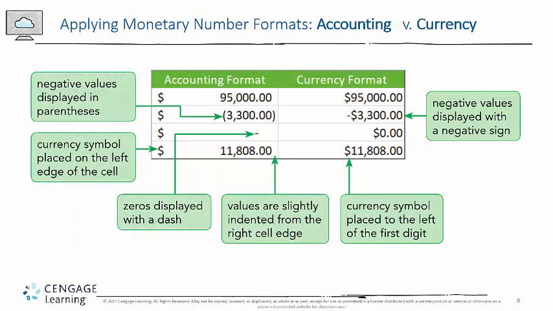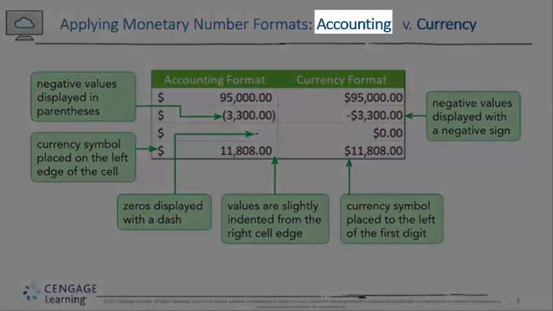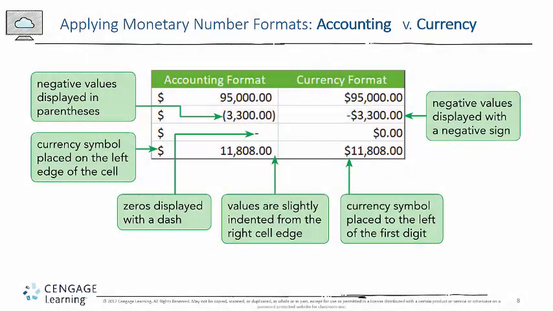Excel supports two monetary formats, so let's look at these a little more carefully. You should choose the best fit for your workbook audience: accounting versus currency. The accounting format shows negative values displayed in parentheses, aligns the currency symbol in the leftmost column of the cell. Instead of displaying 0 money, it shows a dash, and the values are slightly indented from the right cell edge.